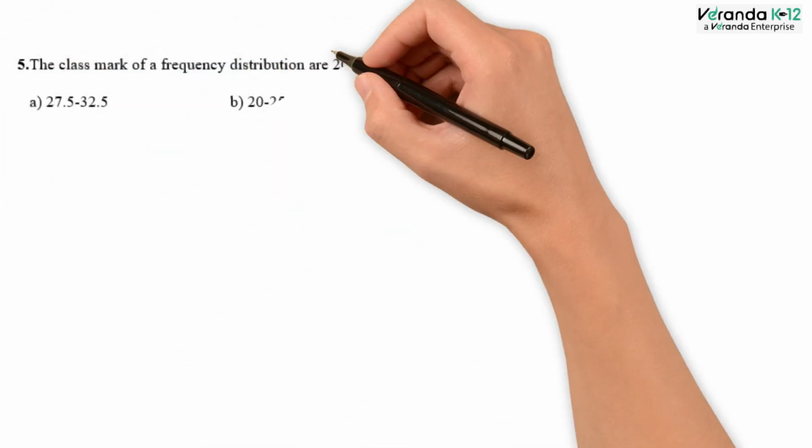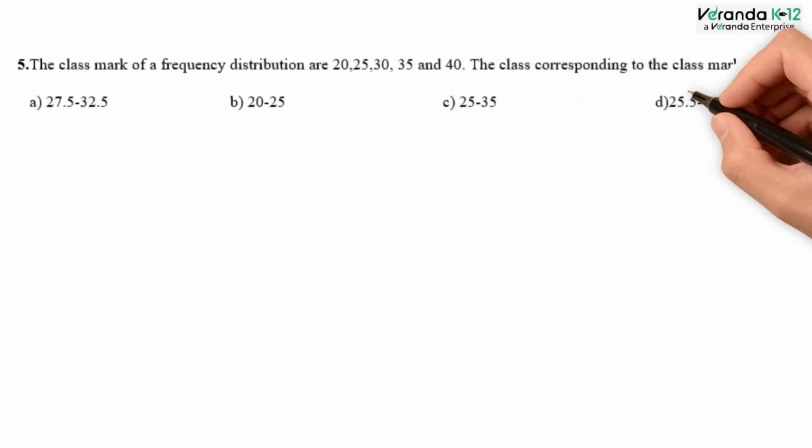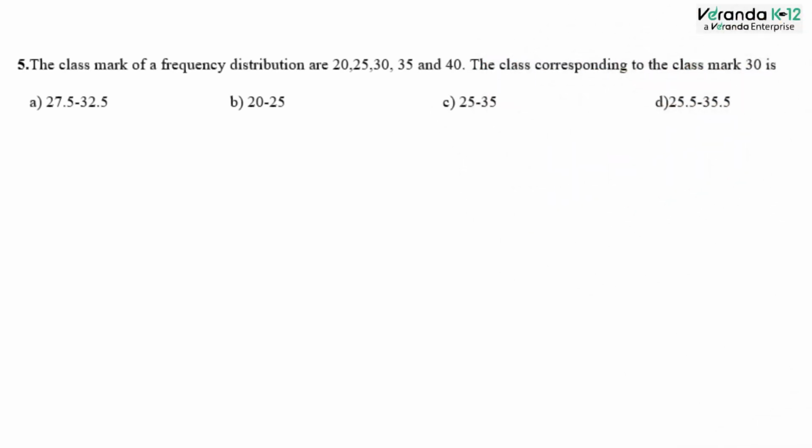Question number 5. The class marks of a frequency distribution are 20, 25, 30, 35 and 40. The class corresponding to the class mark 30 is, the options given are A 27.5 to 32.5, B 20 to 25, C 25 to 35 and D 25.5 to 35.5.